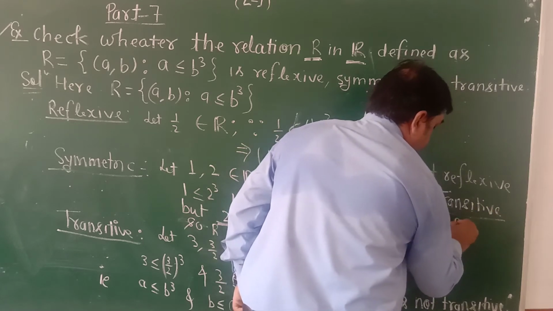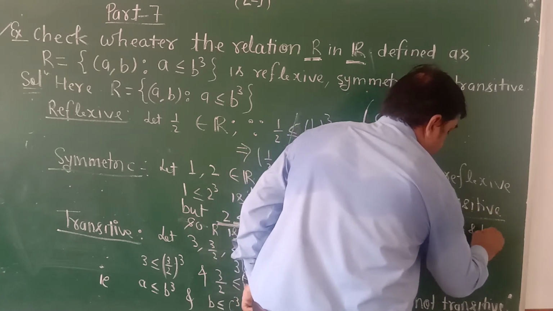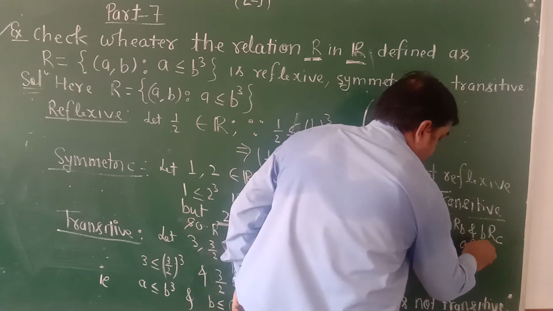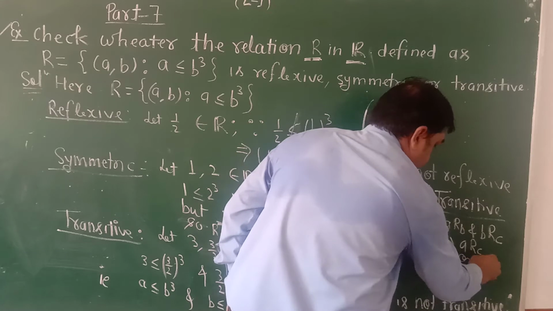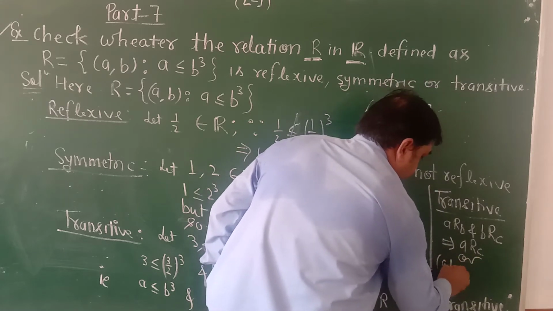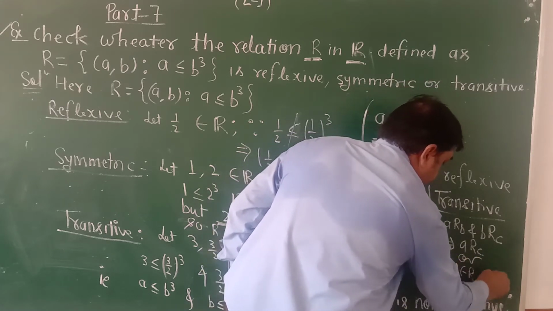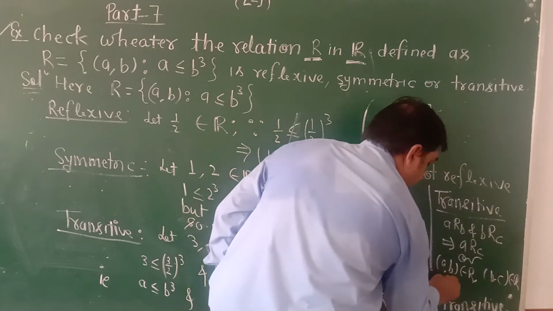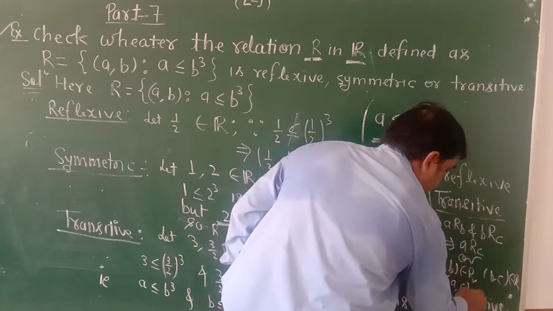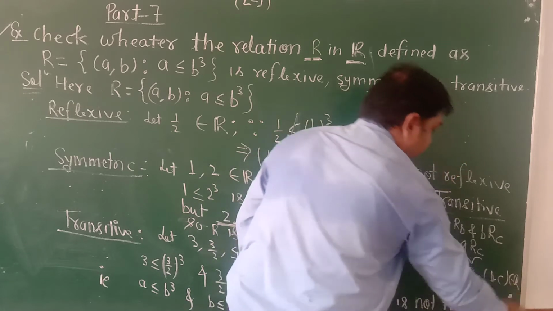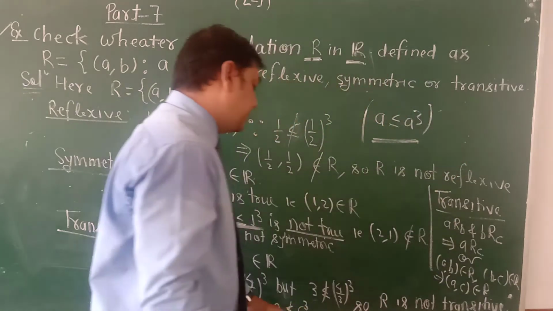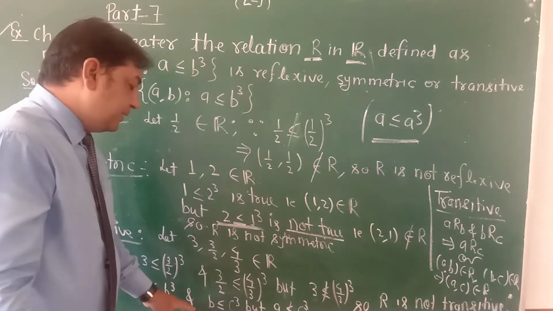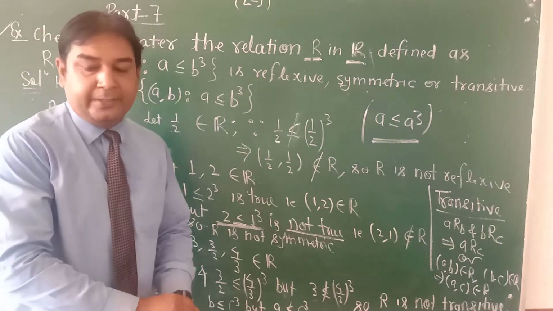A related to B and B related to C. This implies A related to C. Or you can also say that (A, B) belongs to R, (B, C) belongs to R. This implies (A, C) belongs to R. Then we can say that the relation is a transitive relation. Here we see that the relation is not a transitive relation.